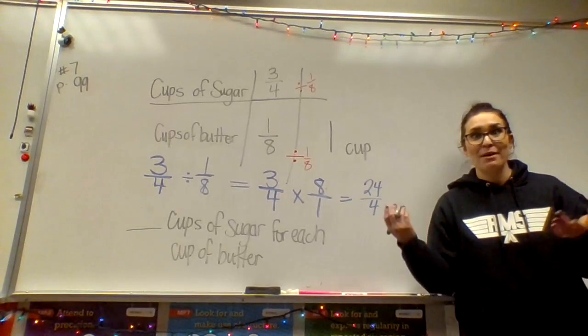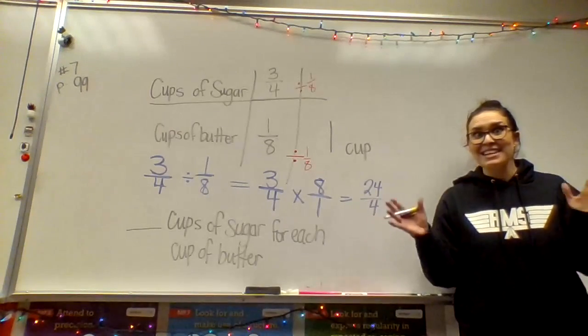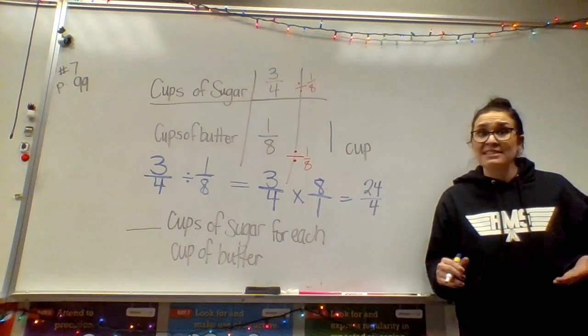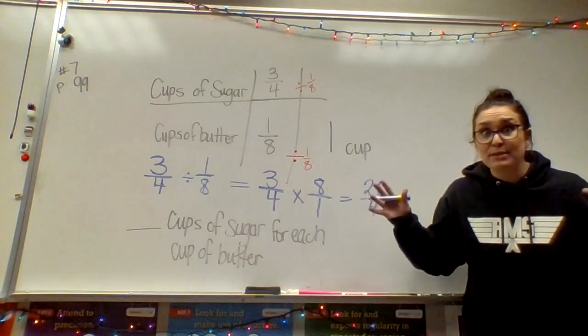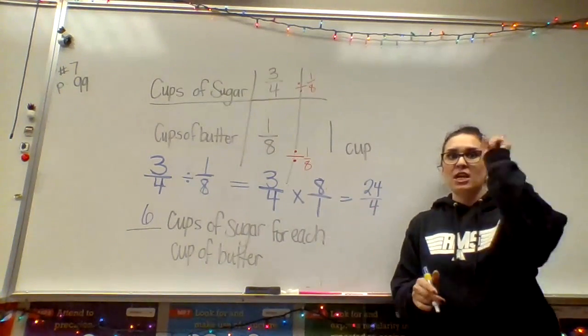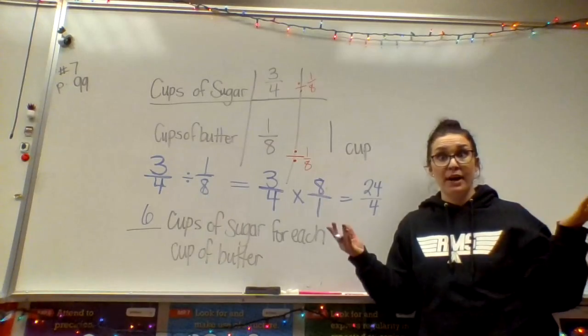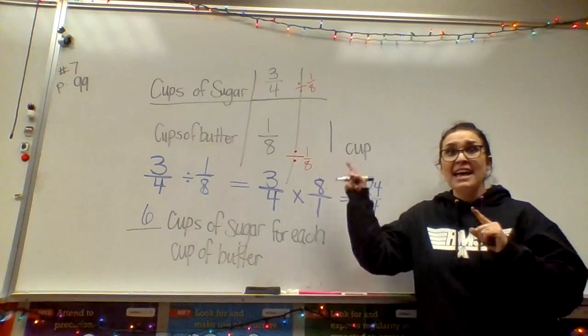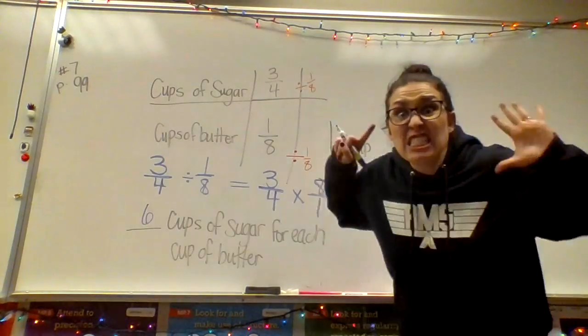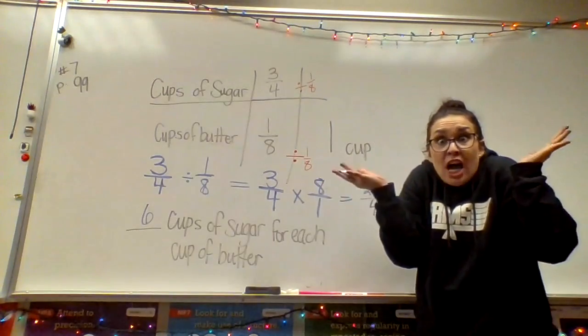What's 24 divided by 4? That's 6. So let's put that back into context for our problem. That means that for every 6 cups of sugar that we have in this recipe, I need 1 cup of butter. Or you can think about it as every 1 cup of butter will need 6 cups of sugar.